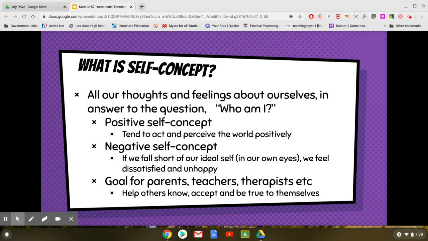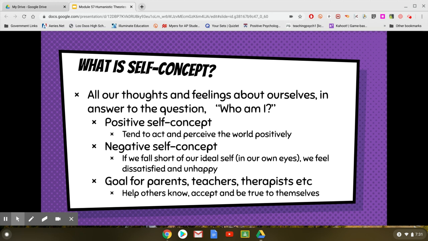Related to this idea, where Rogers put a lot of effort, was this idea of self concept. So, if we were to define a self concept, all I would need to do is ask you the question, who are you? And when you answer that question, all of your thoughts and feelings about yourselves really help to develop what your self concept is. And here's what Rogers would say, depending on how you answered that question.